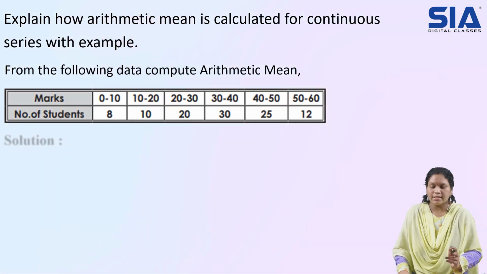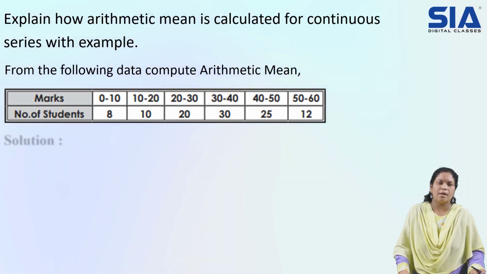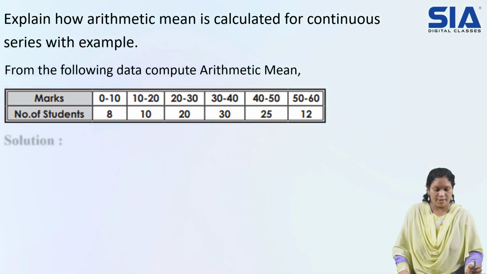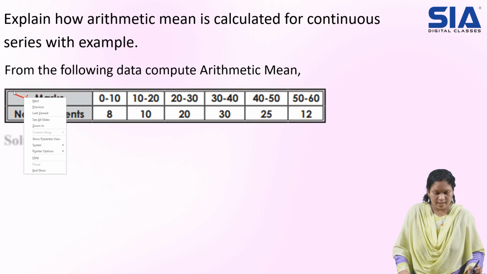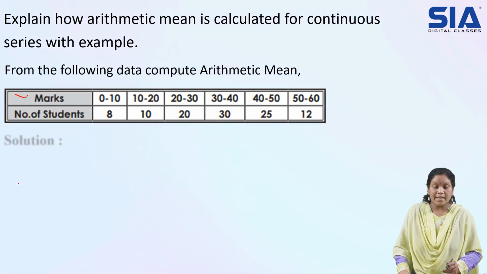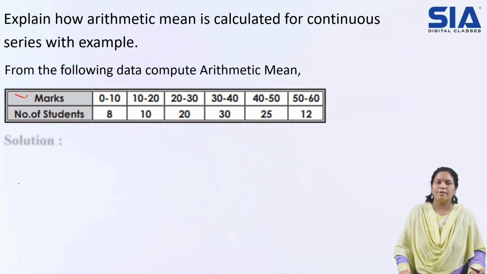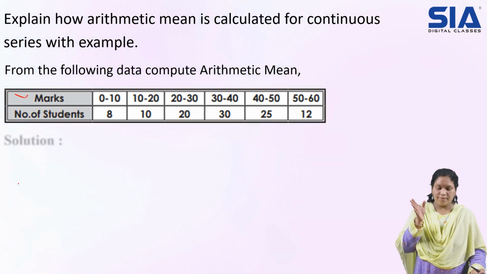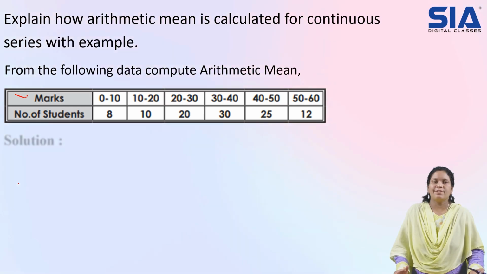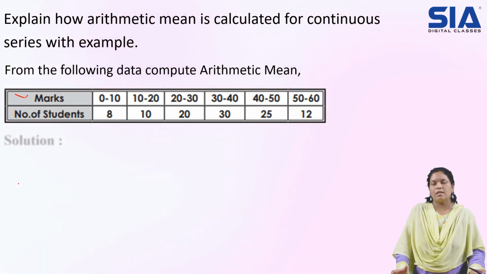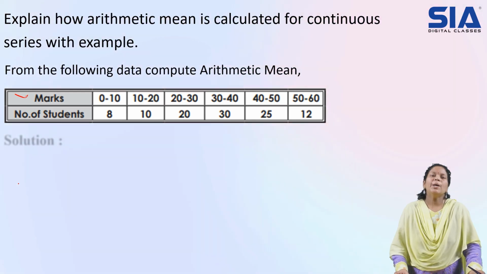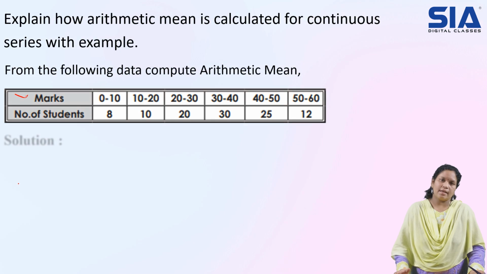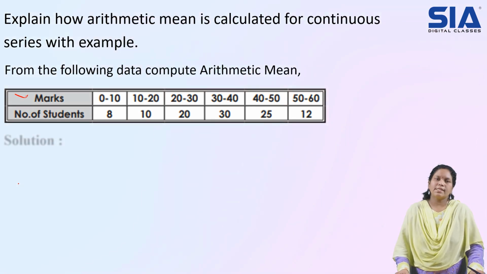Explain how arithmetic mean is calculated for continuous data with an example. From the following data, compute the arithmetic mean. So check the data. They have given marks: 0 to 10, 10 to 20, 20 to 30. That means it's continuous data. Whenever they specify class intervals, that data is called continuous data. They will not specify in the exam whether it is continuous or discrete data. By seeing the question we have to know whether it is discrete, continuous or individual. Individual and discrete we already discussed.